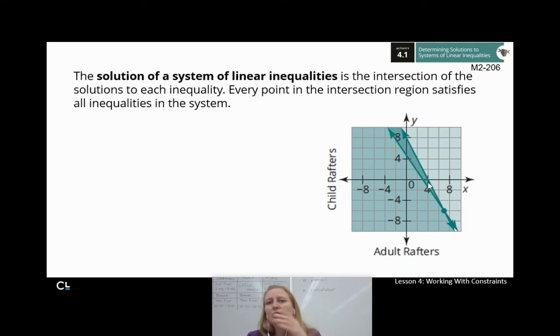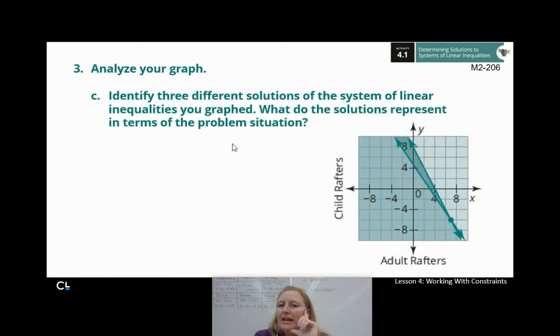So here's what I would like you to do. Now that we know the solution of the system of linear inequalities is that intersection, that sliver and that chunk in the middle where they overlap, can you identify 3 different solutions of the system of linear inequalities you graphed? And what do the solutions represent in terms of the situation, right? How many kids, how many adults, all that kind of stuff. So I just want you to pick some points in the overlapping sliver and tell me what they represent in terms of the solution. Go ahead, hit pause, pick some points in the sliver, and then hit play when you're ready to check your work.